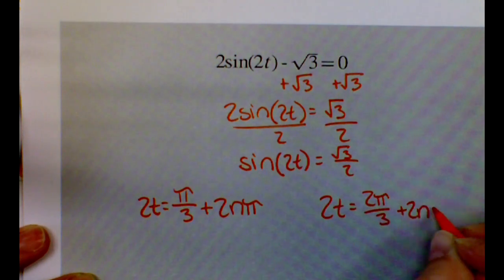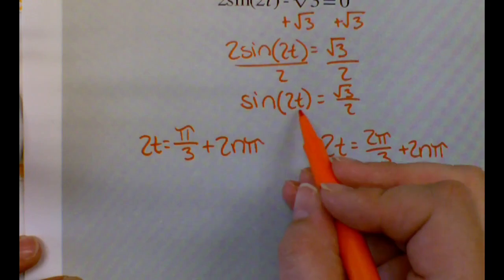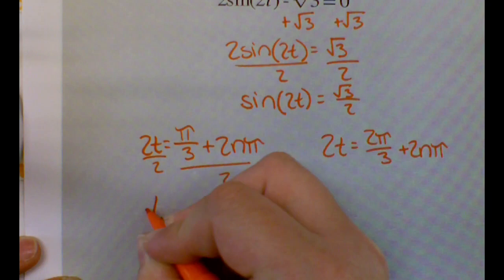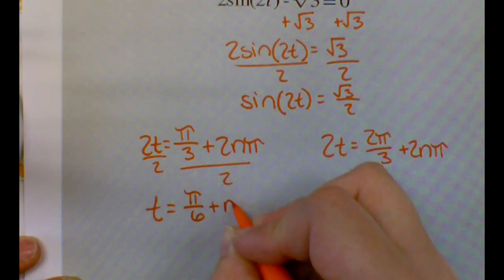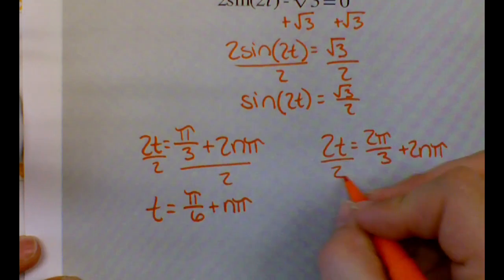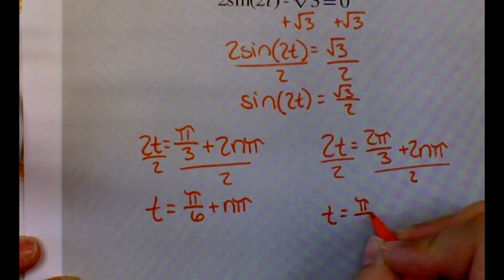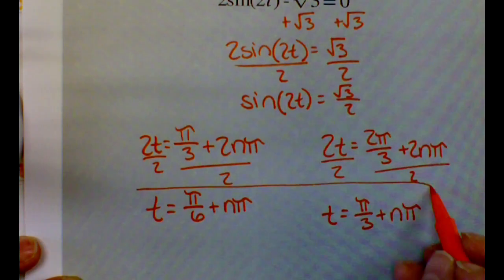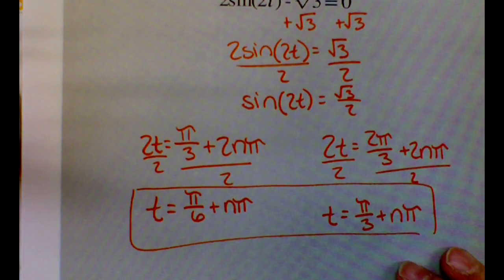plus 2n pi. Well, now I need to get that 2 out of there because the angle was 2t in each of these, so I divide by 2. I get t equals pi over 6 plus n pi, and divide the second answer by 2 as well. I get t equals pi over 3 plus n pi. Notice that the n pi portion is also divided by that number.